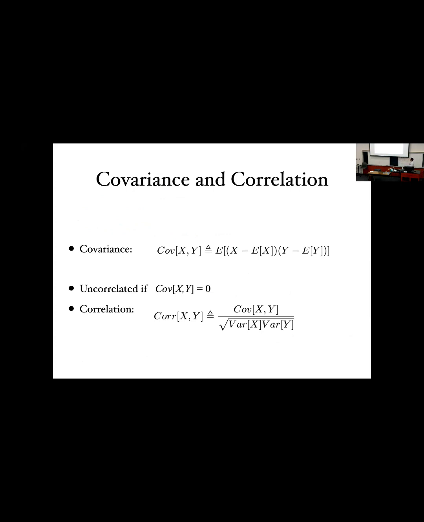Here you can see a recap. Recap on covariance and correlation. So covariance is nothing but the expected product of the variables after you center them, right? So it's just expectation of product. We said variables are uncorrelated if the correlation is 0, and we have a normalized version of covariance, which is the correlation. So essentially, you just use the standard deviation to normalize them.